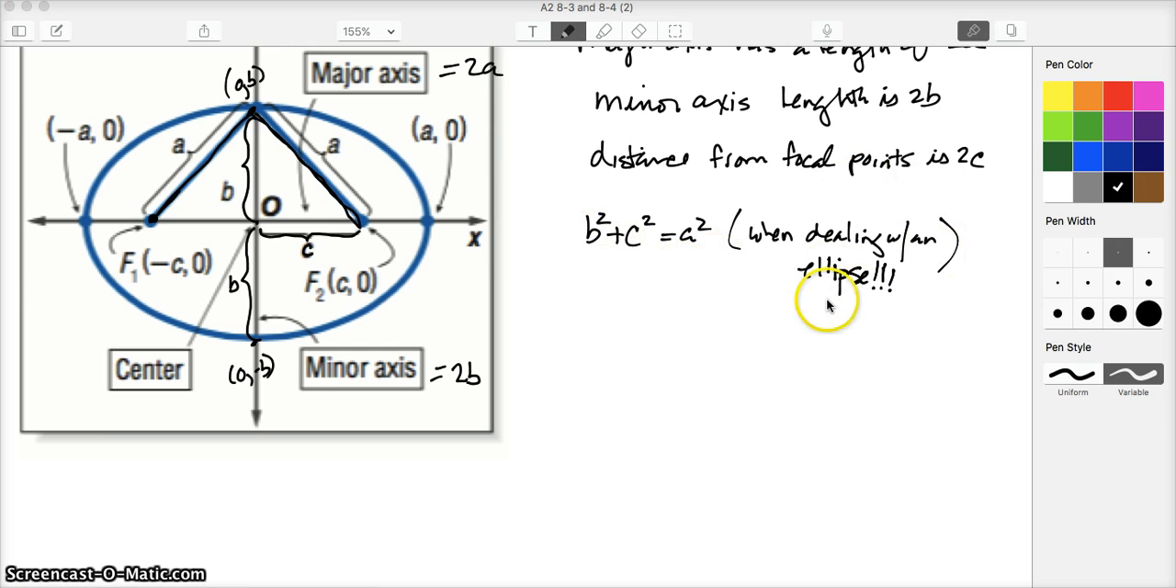This is true only when dealing with an ellipse. b squared plus c squared is equal to a squared. And so that's how we're going to orient our problems. And so we're going to use this to study some problems.